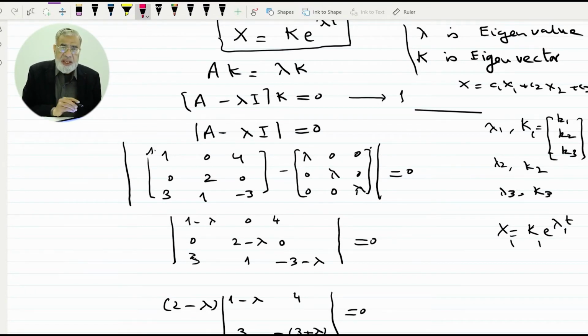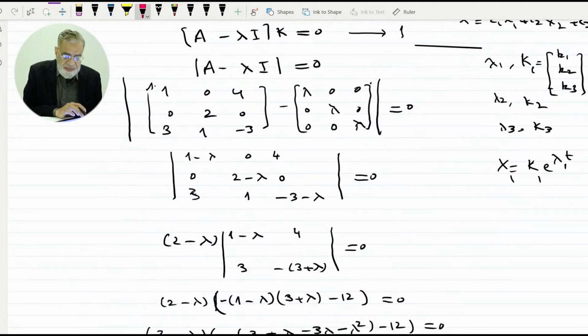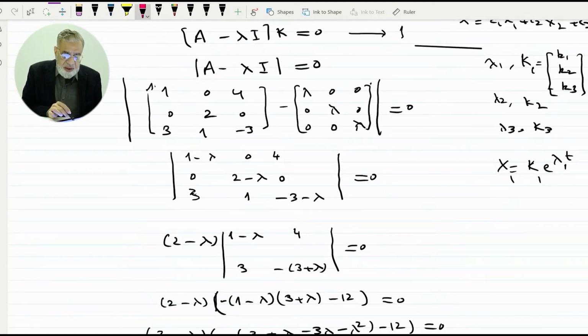So I open this one and I get to find the values of lambda. I open from the first, from this, from a to 2. This is the second row. The second row is 0, multiply the coefficient is 0, then 2 minus lambda, multiply the cofactor, and then 0 multiply the cofactor, that will be 0. So only one cofactor is 2 minus lambda.